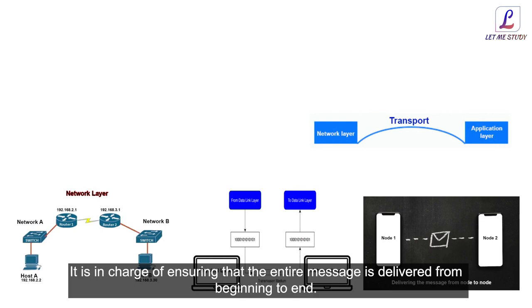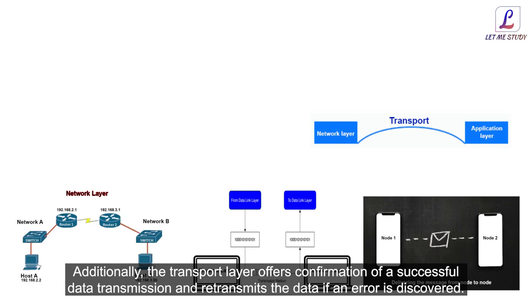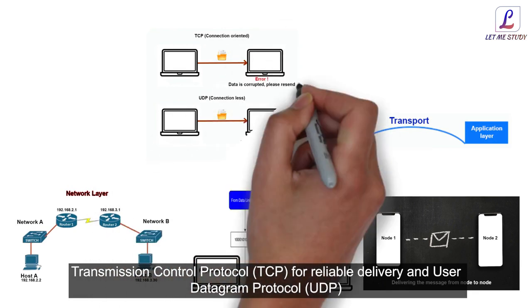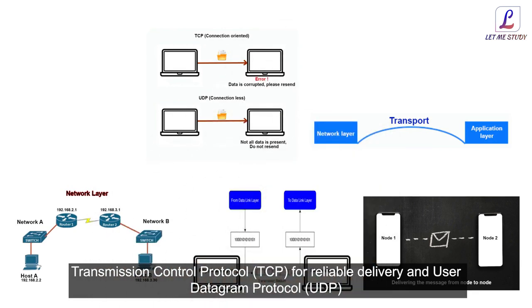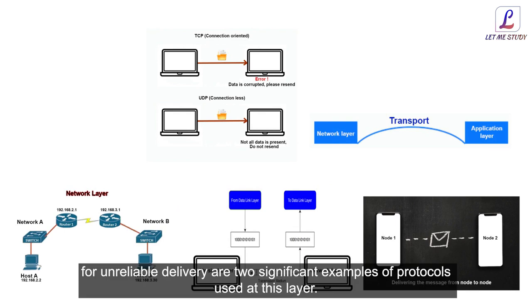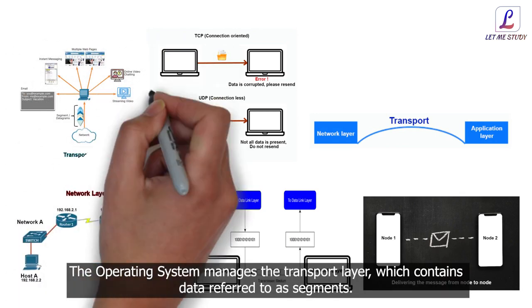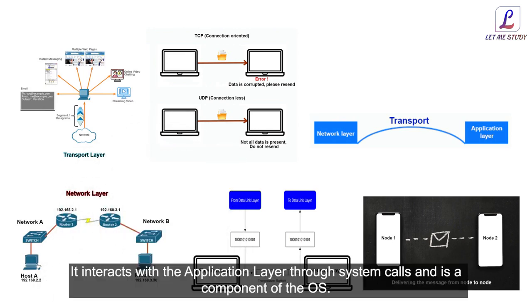It is in charge of ensuring that the entire message is delivered from beginning to end. Additionally, the transport layer offers confirmation of a successful data transmission and retransmits the data if an error is discovered. Transmission Control Protocol (TCP) for reliable delivery and User Datagram Protocol (UDP) for unreliable delivery are two significant examples of protocols used at this layer. The operating system manages the transport layer, which contains data referred to as segments. It interacts with the application layer through system calls and is a component of the OS.